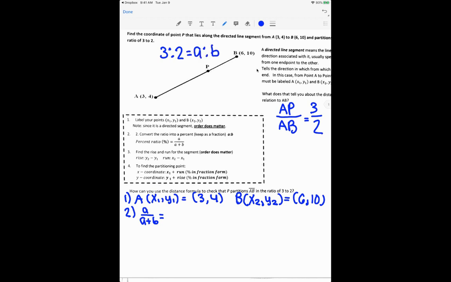So if we plug in A, that's 3. If we plug in A plus B, that's 3 plus 2. So we have 3/5 is going to be our ratio.